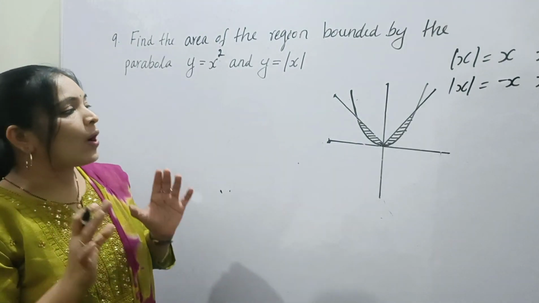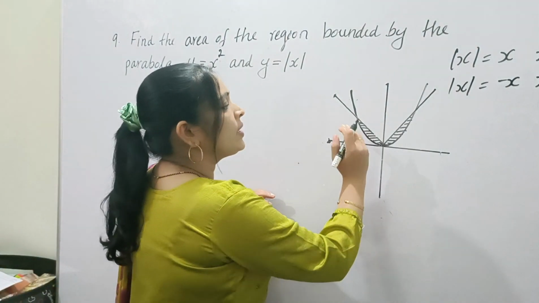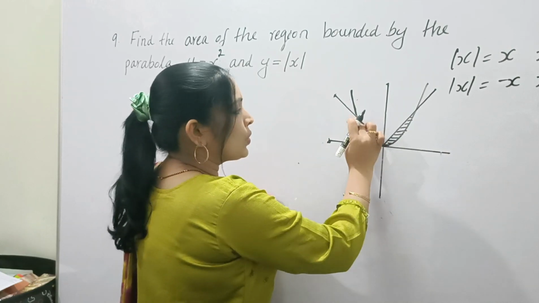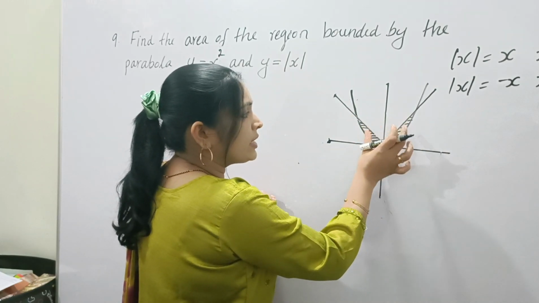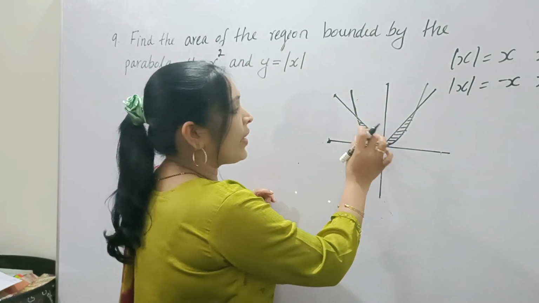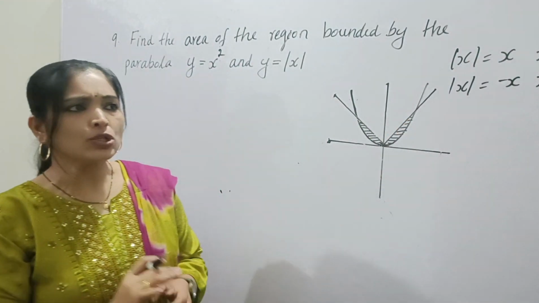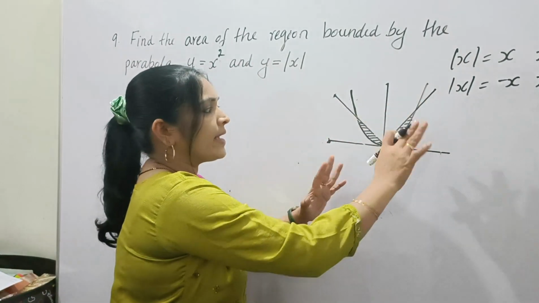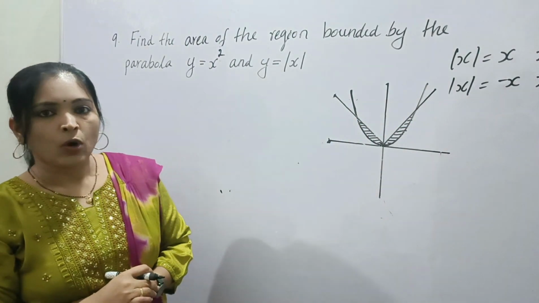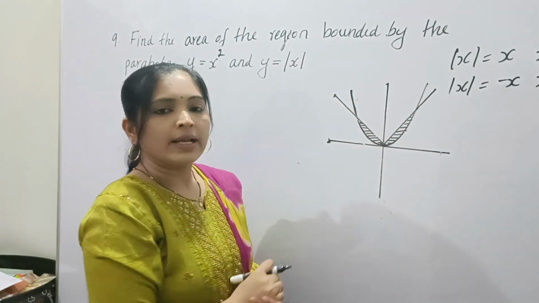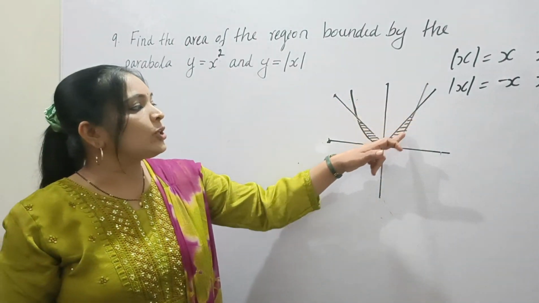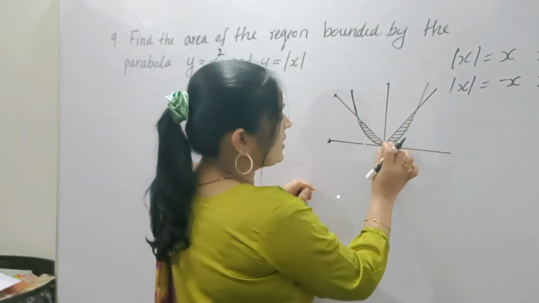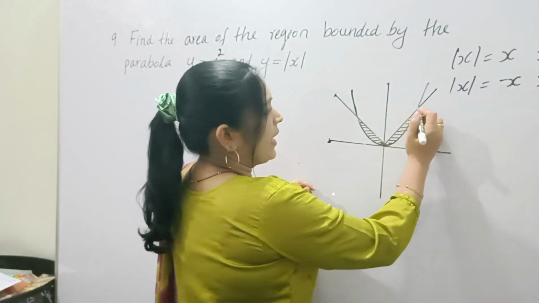Okay. So here we have to find the area between the parabola and the line y is equal to modulus x. This is the region we have to find. Here it is enough to find the area of one region, that is one side, because both sides are equal. Then after that let's multiply by 2 to get the total area. Let's find the area of this region.